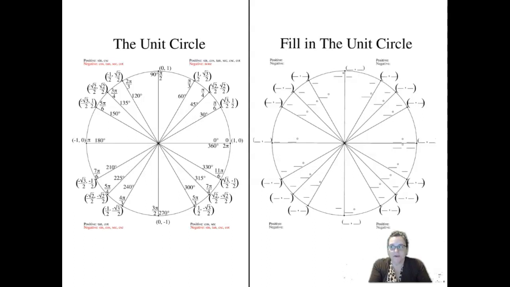Hey, welcome to our notes on the unit circle. On the left, you're looking at a completed, filled-in unit circle with the angles measured in degrees, in radians, and then the coordinate for each one of those angles, as well as the quadrants in which the 6 different trig functions are positive and negative.